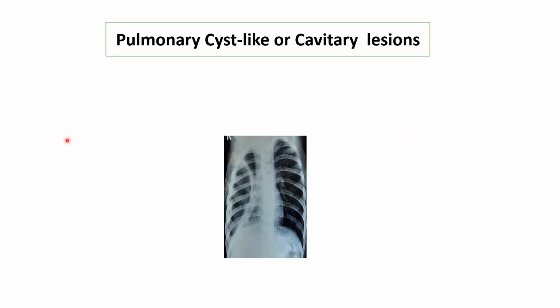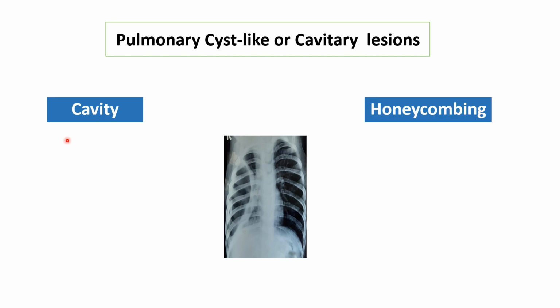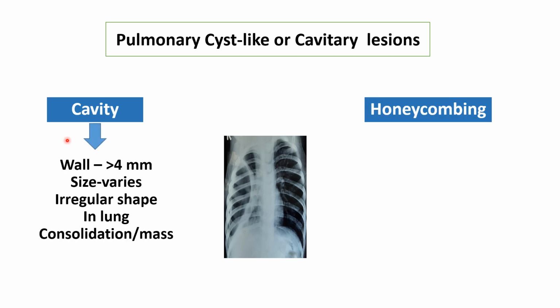Other cavitary lesions we label as either cavity or honeycombing. We label the thick wall cavity as a pulmonary cavity. So the thickness will be more than 4 mm. Its size can vary from less than 1 centimeter up to 5 to 10 centimeter. Shape is irregular. It is present in lung consolidation and mass or nodule, and it can be radiolucent or opaque. It depends on whether lung necrosis has occurred or not.